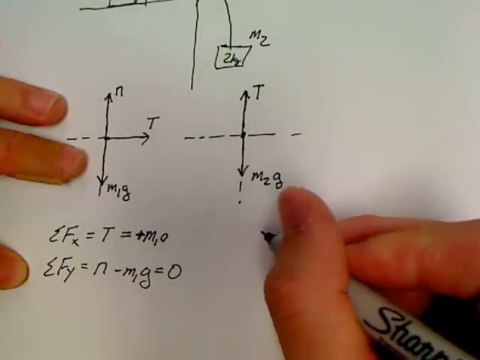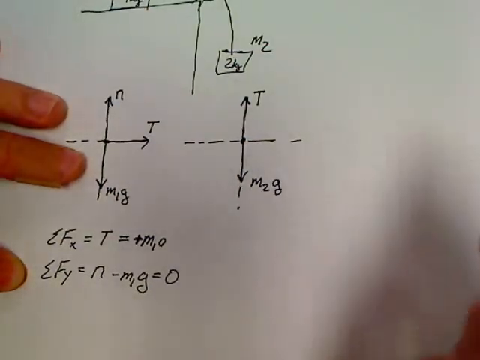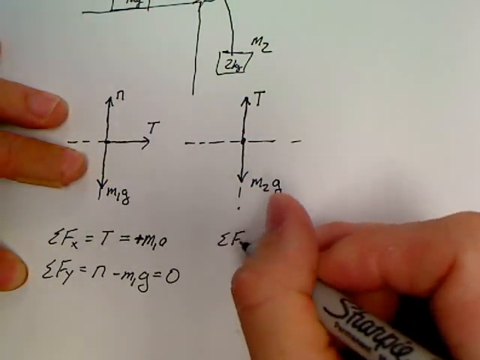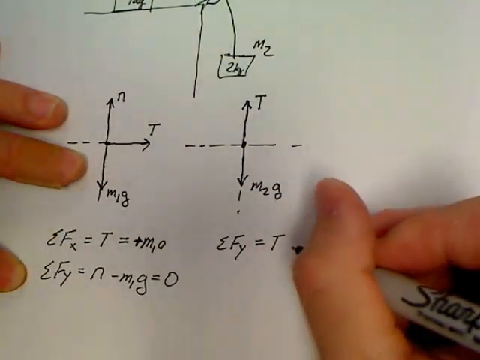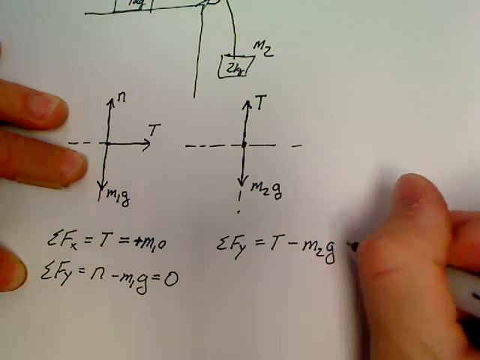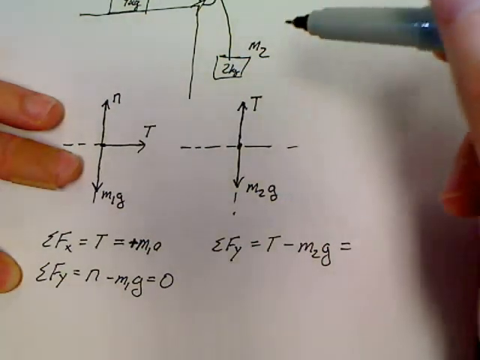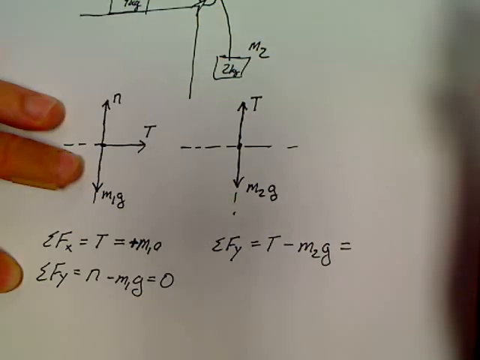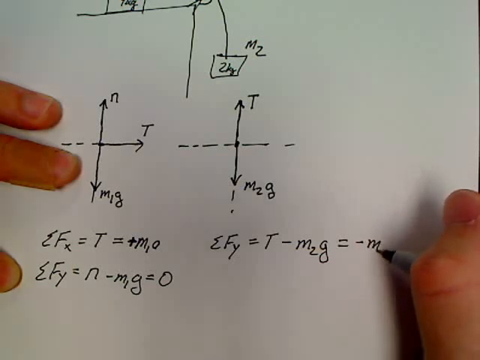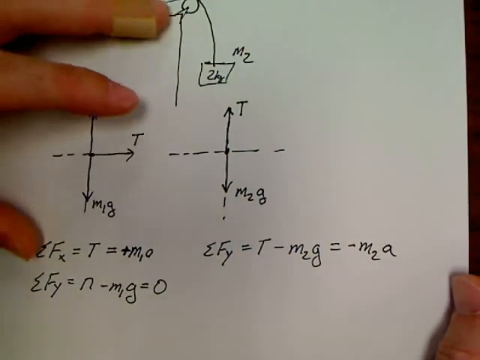This one over here, I'm not going to write sum of the forces X because there are none. Sum of the forces Y would be equal to T minus M2G equals, now the trick that I taught you in the last video to make this problem work: notice how it's falling downwards in this one. So I'm going to write it's equal to negative M2A when I work this out. And that will make this problem work. This method will work on any connected object.